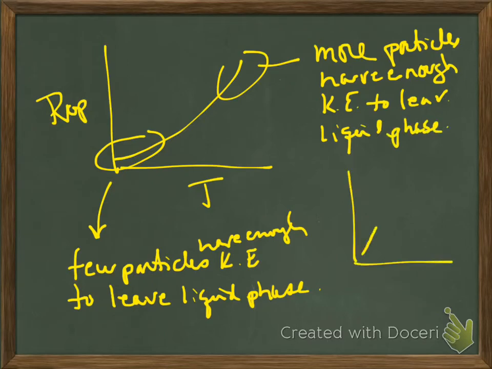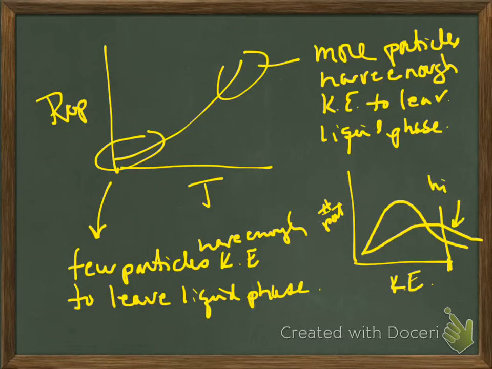And this all goes back to that Maxwell-Boltzmann curve with the number of particles and the kinetic energy. And remember, at a higher temperature the curve just gets flattened out. So at the particular kinetic energy needed to leave the liquid phase, you can hopefully see at the higher temperature there would be more particles with enough energy to do so. All right, and this is all breaking those intermolecular forces.